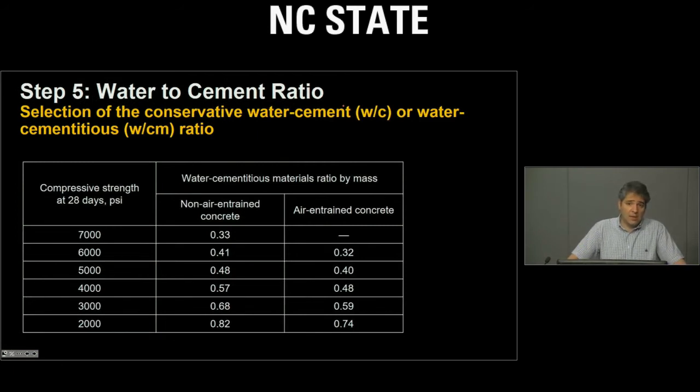Here is a table that is from ACI, and it provides basically for both air-entrained and non-air-entrained concrete the water-cement ratio that you need to choose to achieve a certain strength. For example, if you want 5 KSI or 5000 PSI concrete, if our concrete is air-entrained, we have to use a water-cement ratio of 0.4. If the concrete is non-air-entrained, we have to use a water-cement ratio of 0.48. And we can use this to give us some estimate of the water-cement ratio that we need to select.